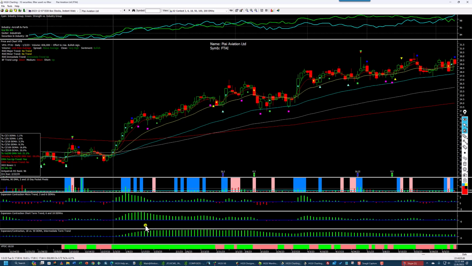This was the longer term, or intermediate term. This is the short-term trend. This is what's called the micro trend, the 3 crossing the 6, and this is where it all began.